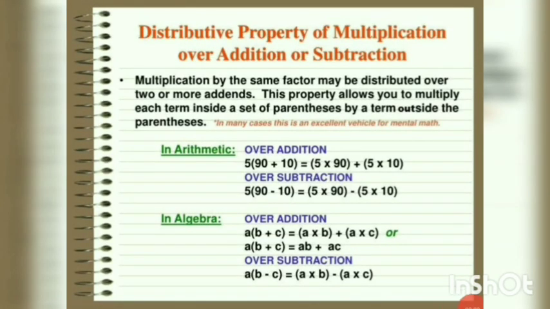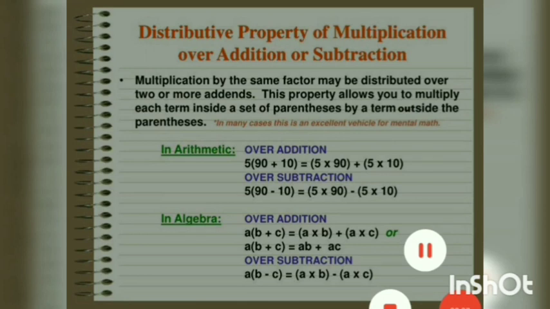Now, at last, we will discuss the distributive property of multiplication over addition and subtraction. Okay, now what do you mean by distributive property? Distributive property means we have to distribute the element which is outside the bracket to all the members which are inside the bracket. Let us take an example from our day-to-day life.